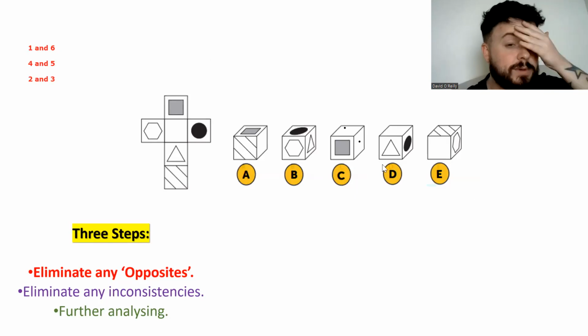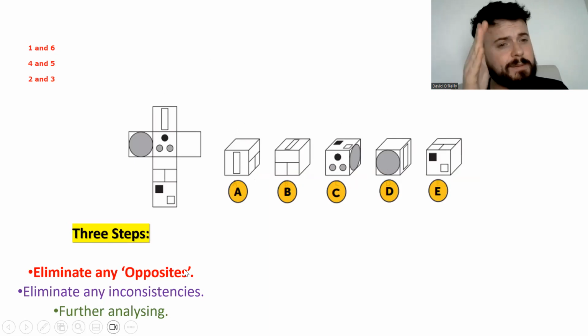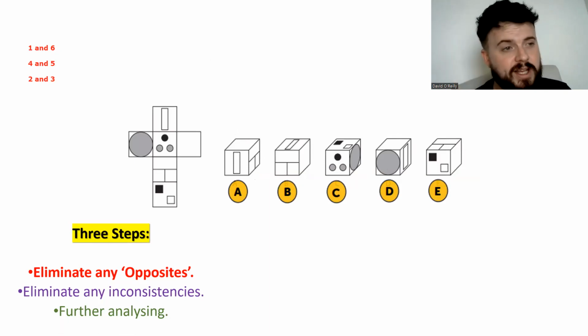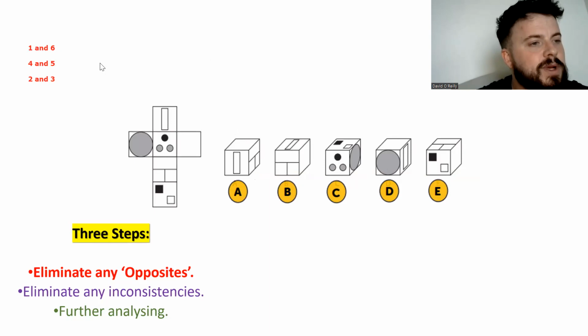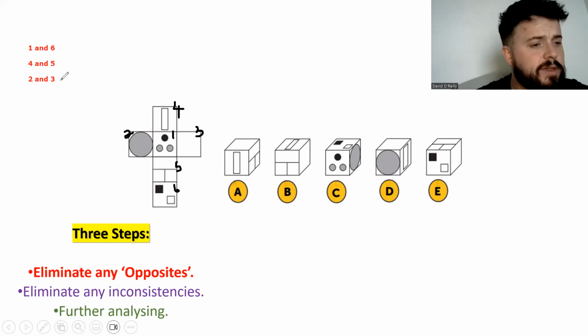All right, here's our next one. So step 1, and please follow these steps, okay? Make sure we do these steps in this order. It's the fastest way, I promise. So step 1 is to eliminate any opposites. So we've got number 4, number 1, number 5, and number 6. And like I said, if we do this enough, we'll memorize these numbers so we don't have to write them out on an exam paper. All right, 1 and 6 are opposites, 4 and 5 are opposites, 2 and 3 are opposites.